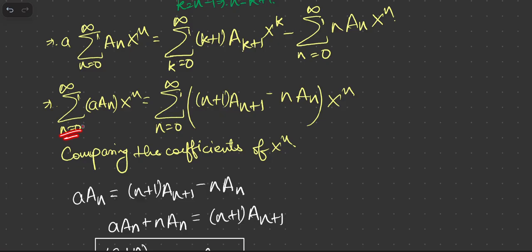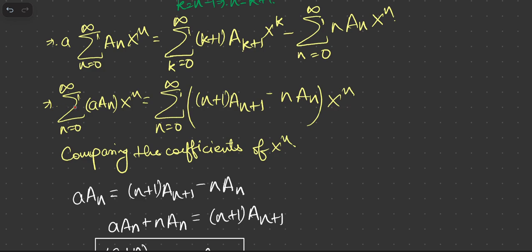So this sum, I have just multiplied this a into this coefficient. So this sum as n goes from 0 to infinity of small a times capital A sub n times x to the n equals the sum as n goes from 0 to infinity of, I have just factored out the sum and this x to the n as well. So it's going to be n plus 1 times capital A sub n plus 1 minus n times capital A sub n, and times x to the n.